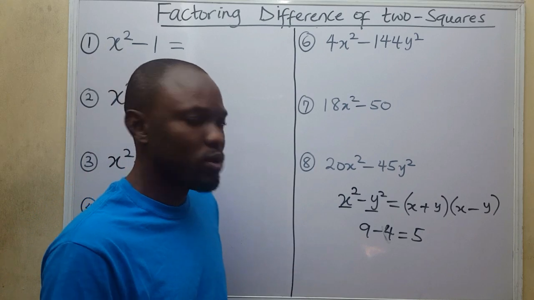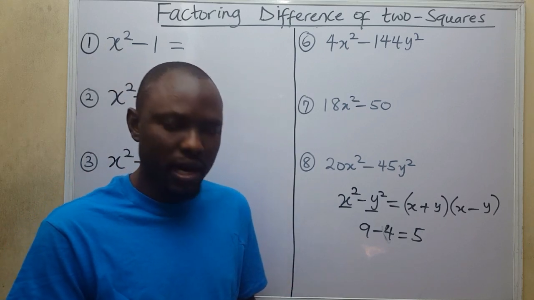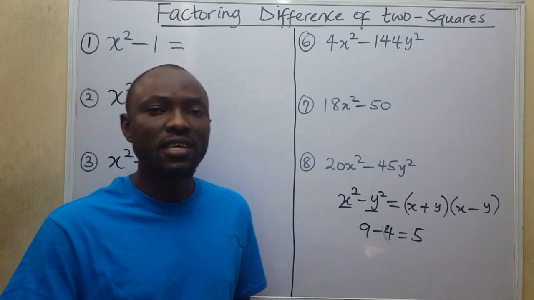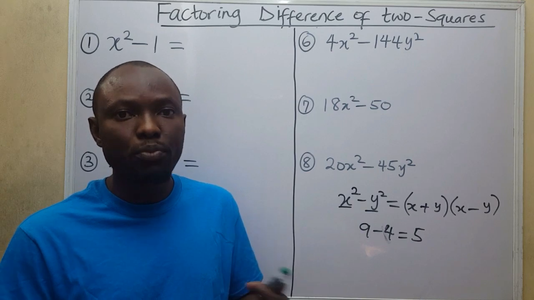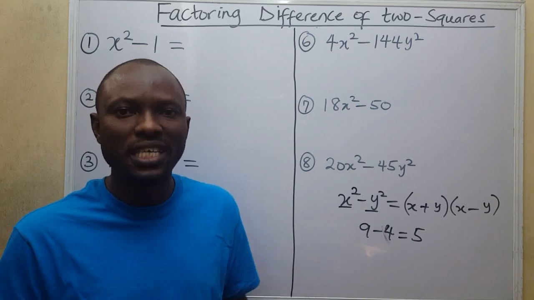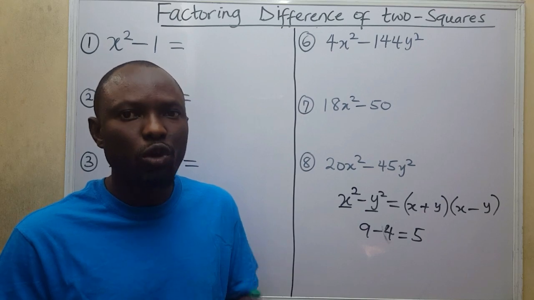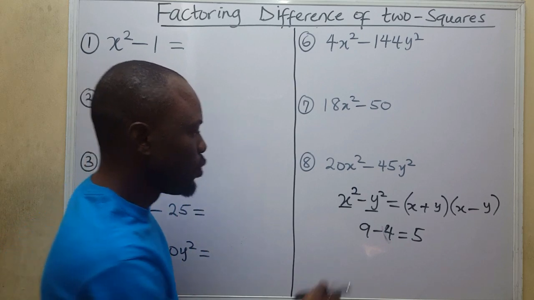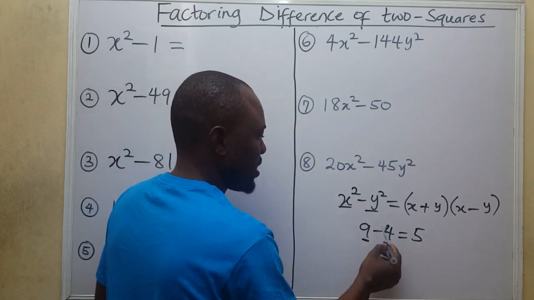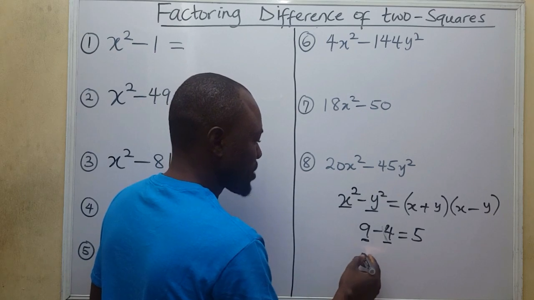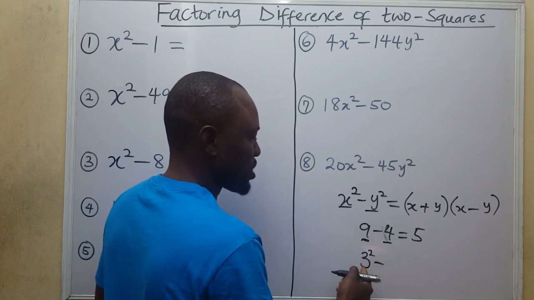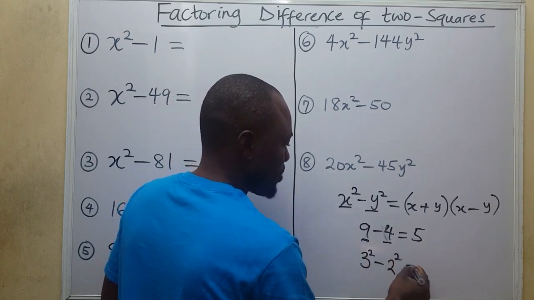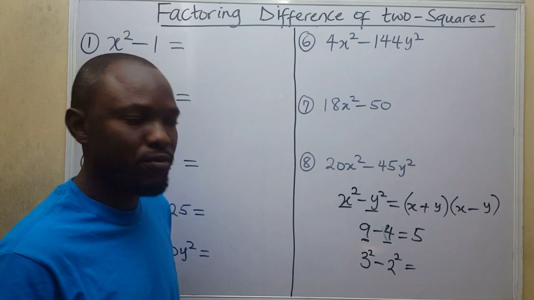Now if you look at the two numbers, 9 and 4 are perfect squares. What is a perfect square? A perfect square is a number that can be expressed as a product of two equal integers. As a product of two equal integers, the underlining word is equal. Now, if you look at this, this is a perfect square, and this is a perfect square. 9 can be expressed as 3 squared, because 3 times 3 will give you 9, and 4 can be expressed as 2 squared, because 2 times 2 will give me 4.